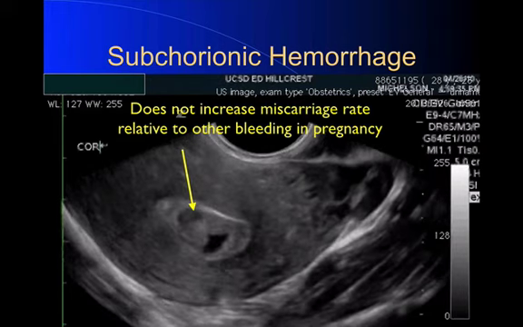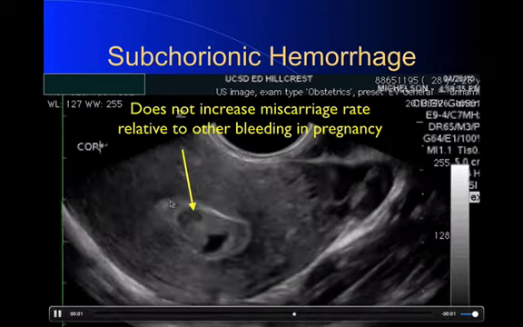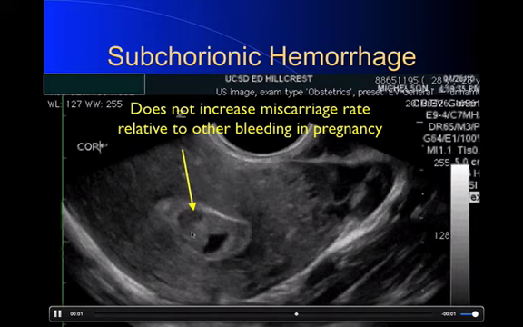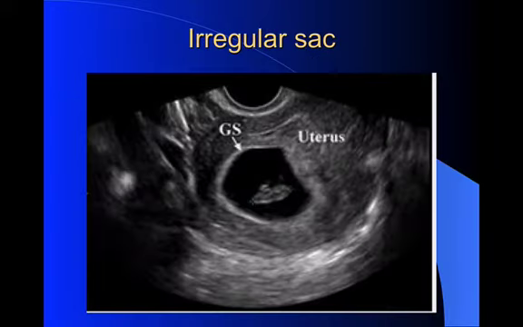Subchorionic hemorrhage is a common cause of bleeding in early pregnancy. In itself, it does not increase the miscarriage rate compared to other things that cause bleeding in pregnancy. And what you'll see is blood surrounding the gestational sac. If you see an irregular gestational sac, that is a warning sign that this may be intrauterine fetal demise, especially if you've lost your echogenic ring around the gestational sac.